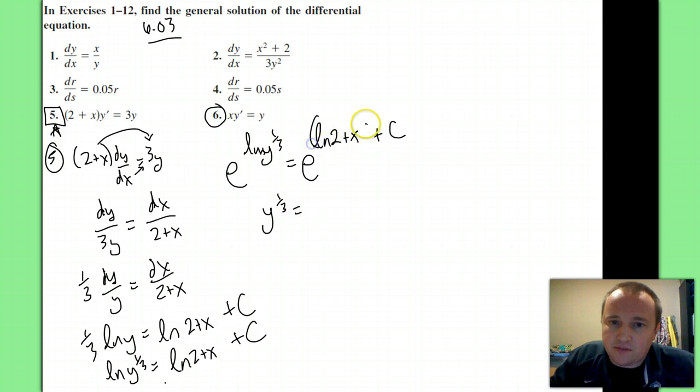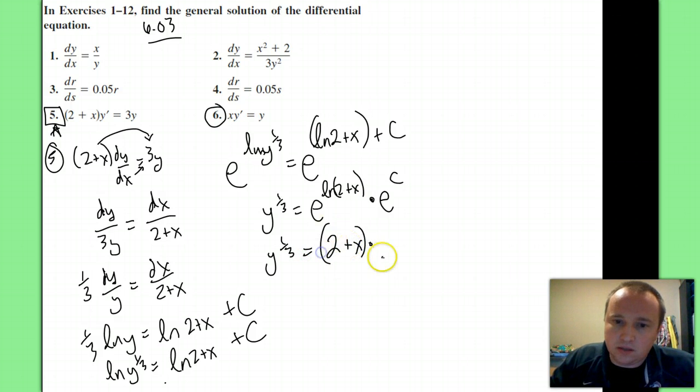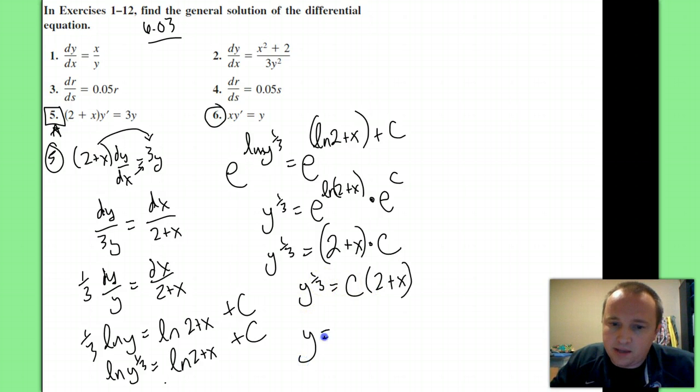Right side, I have natural log of 2 plus x, then that's plus c, so I have e to the natural log of 2 plus x times e to the c. So I have y to the 1/3 equals 2 plus x times e to the c, which is just c. So I have y to the 1/3 equals c times 2 plus x. So I have y equals c times 2 plus x to the third.